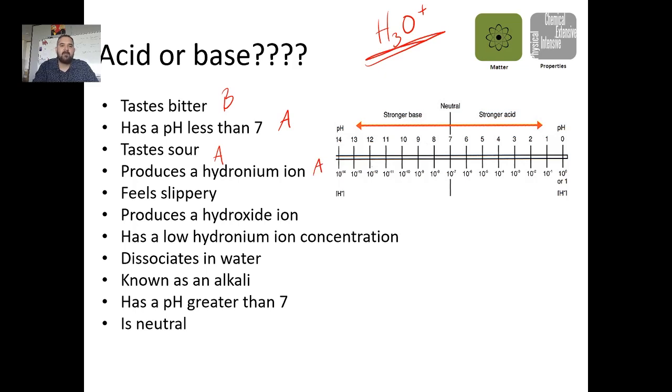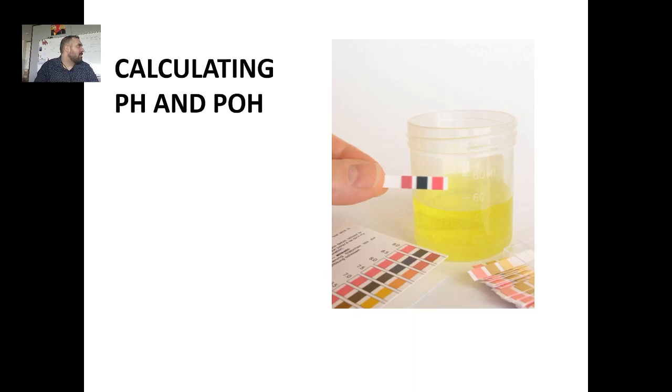Feels slippery. Base. Produces hydroxide. Low hydronium ion concentration. Low hydronium is going to be a base. Dissociates in water. That's going to be acids and bases. Known as alkali. Greater than 7 the pH. Base. Neutral. H2O. Agua. All right, we just made it to the math.